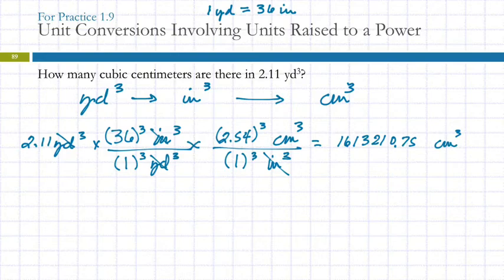3. This is exact. That's exact. 2.54 centimeters to 1 inch is exact, because we defined it that way. So this has 3. This has 3. So I'm going to keep 1, 6, 1.